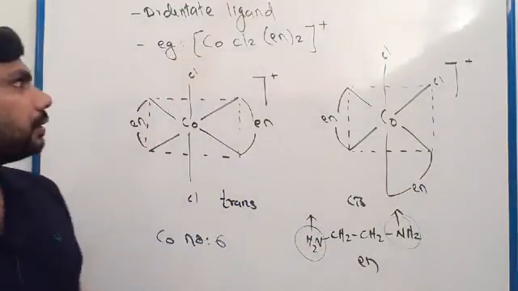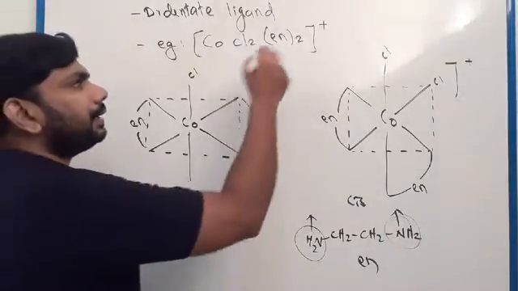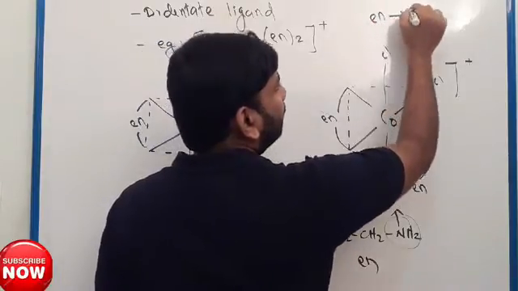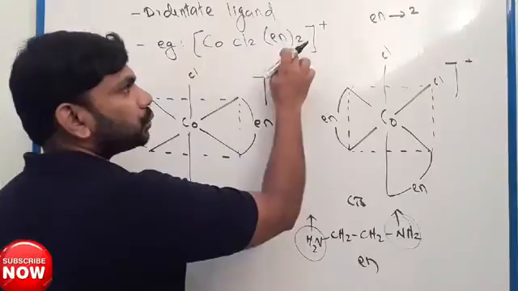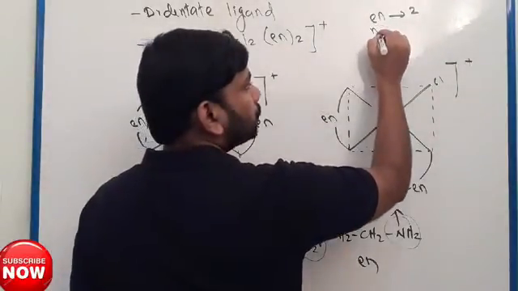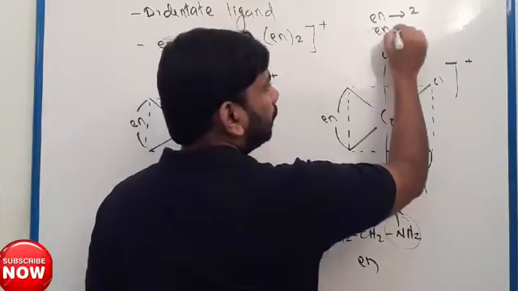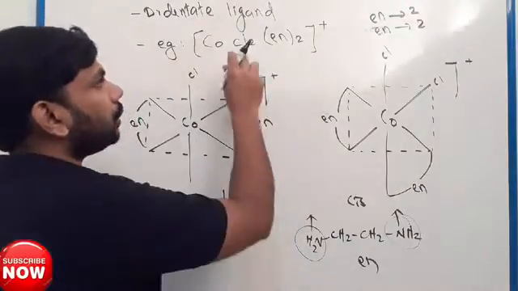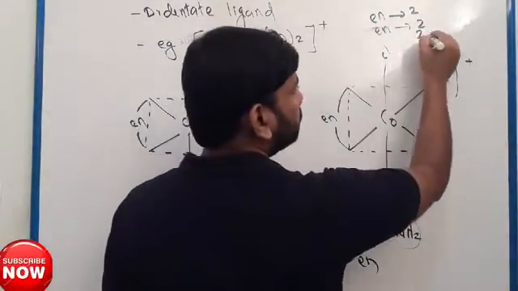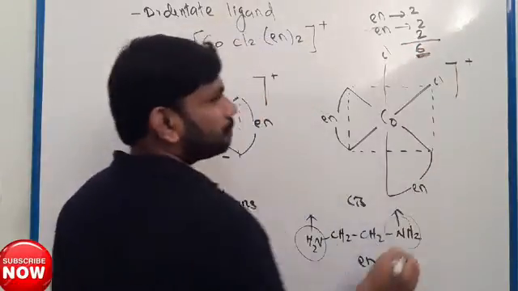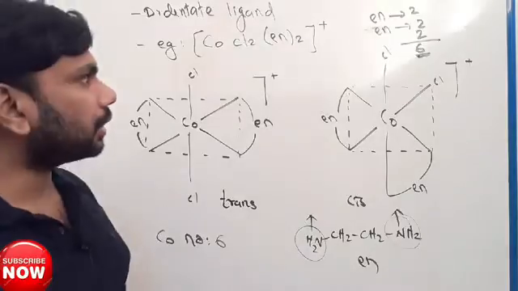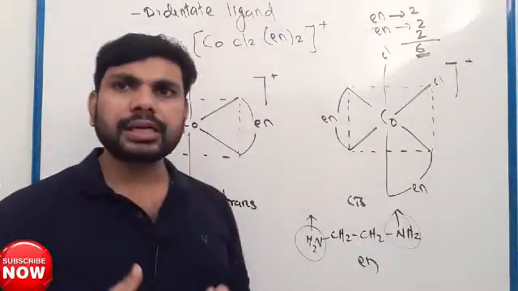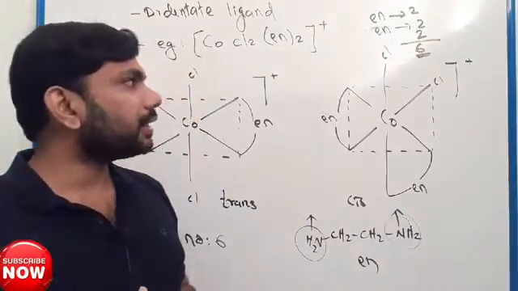So look here, bidentate ligands. One en contains 2 donor atoms. Here there are 2 ethylene diamine, and both of them contain 2 donor atoms. Also there is Cl2. So totally 6 bonds will be there. This type of bonding gives coordination number 6.